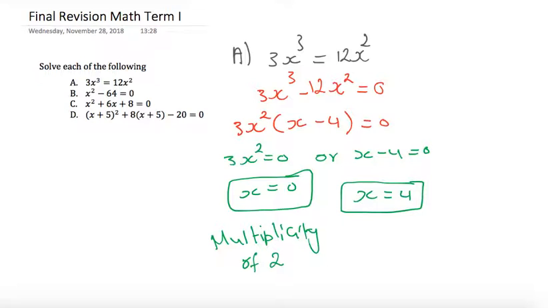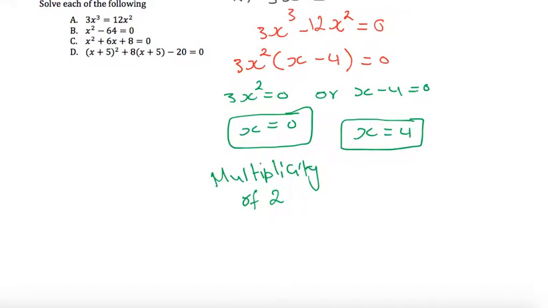Then we have three answers: two zeros and 4. That's three roots because the equation was initially a third degree equation. And that's how we solve A. Let's go ahead and solve B. So I'm going to go down a little bit.